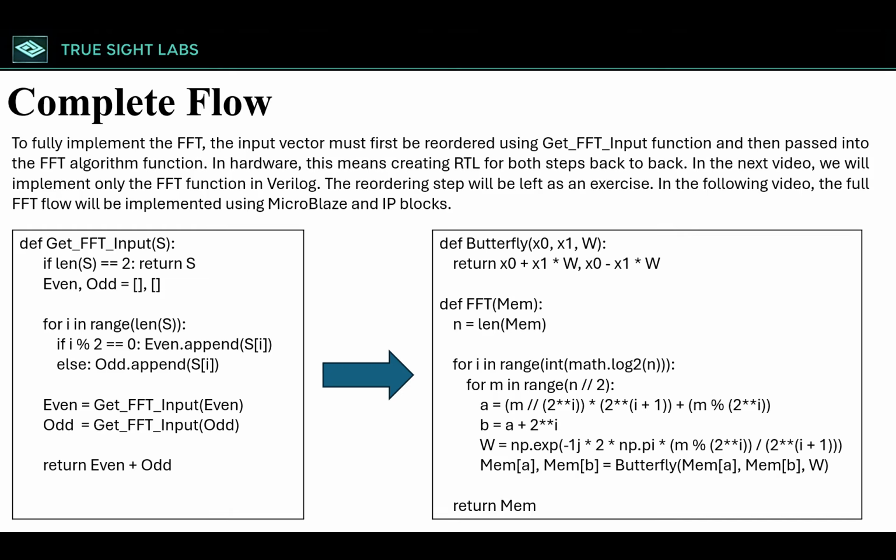To fully implement the FFT, we must first reorder the input vector using the getFFTInput function and then pass that reordered data into the FFT algorithm. In other words, to implement the complete FFT in hardware, we would need RTL that emulates those two function calls back to back. In the next video, I will show you how to create a Verilog file that implements only the FFT function itself. The function that reorders the original vector will be left as an exercise.